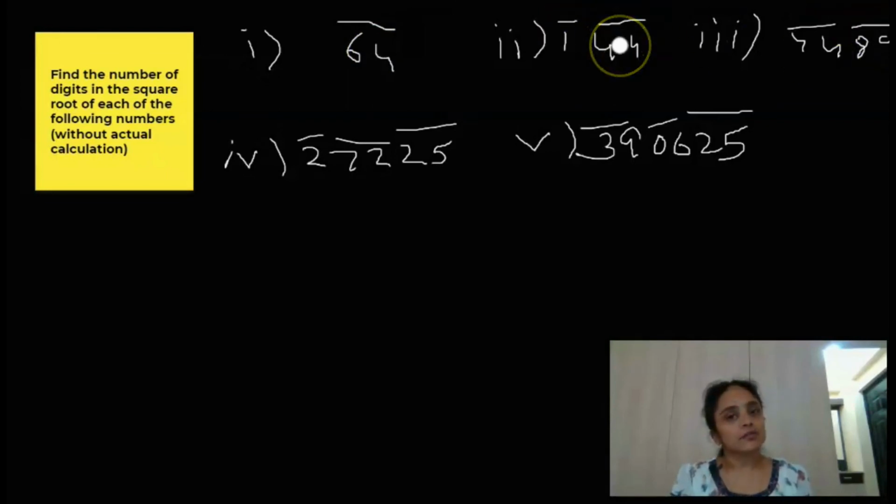Now 144, 2 pairs are there. So there will be 2 digits in the square root of 144. And here also 2 pairs are there. So there will be 2 digits in the square root of 4489. Then here 3 pairs are there. So there will be 3 digits in the square root of 27225. And here also 3 pairs are there. So there will be 3 digits in the square root of 390625. Understood?